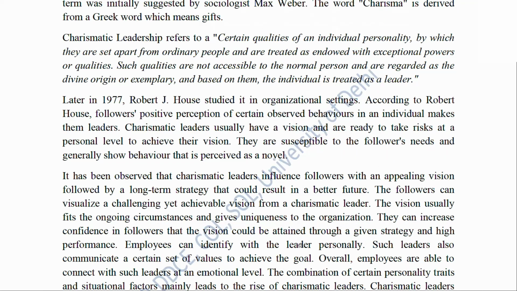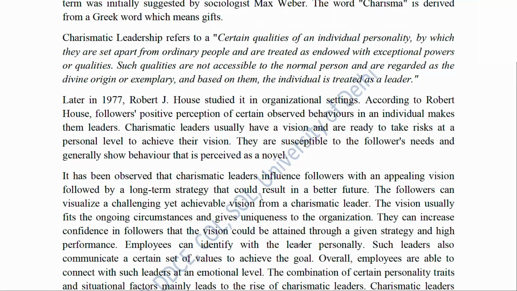Charismatic leadership refers to certain qualities of an individual personality by which they are set apart from ordinary people and are treated as endowed with exceptional powers and qualities. Such qualities are not accessible to the normal person and are regarded as of divine origin or exemplary, and based on them, the individual is treated as a leader. Later, in 1977, Robert J. House studied it in organizational settings.